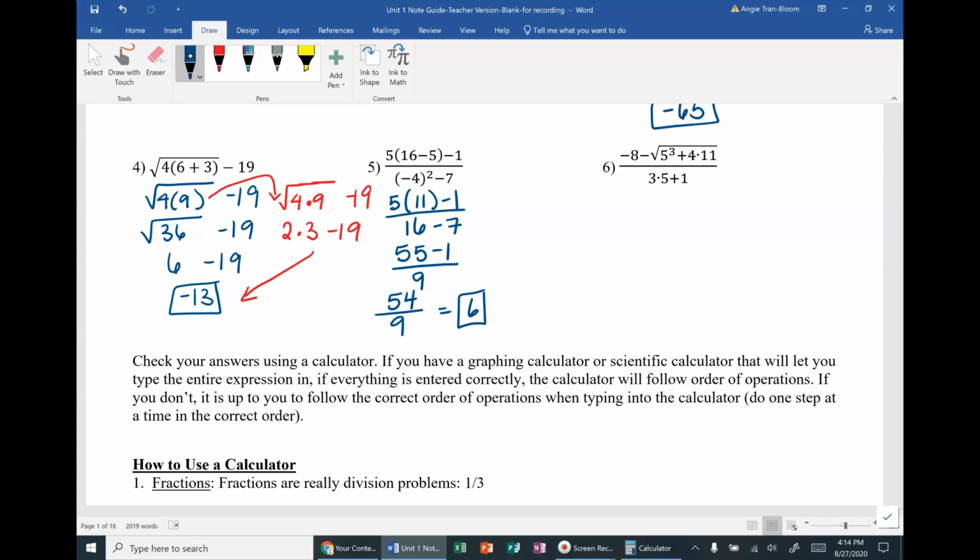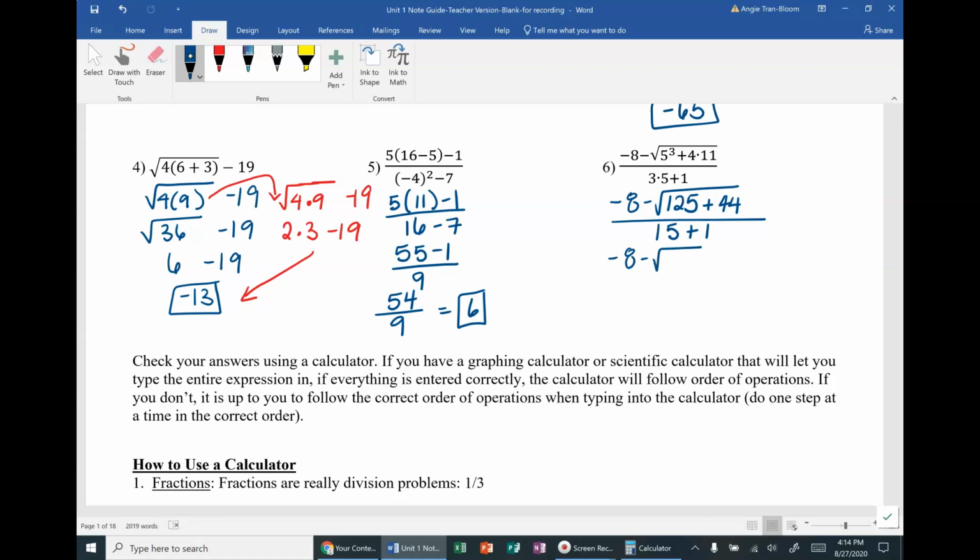Example number 6, negative 8 minus square root of 5 to the 3rd power plus 4 times 11 all over 3 times 5 plus 1. So let's do the exponent first. 5 to the 3rd, that's 5 times 5 times 5. So that's going to give us 125. I can also multiply at the same time. 4 times 11 is going to give us 44. And this is going to be 15 plus 1. In the radical, as you can see, I'm going to add those.